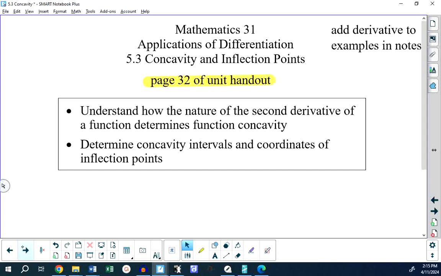I believe this is on page 32 of your unit handout. We're going to learn today about what's important concerning the second derivative. That note at the top is just for me to modify my note package for later, next time I teach this course.